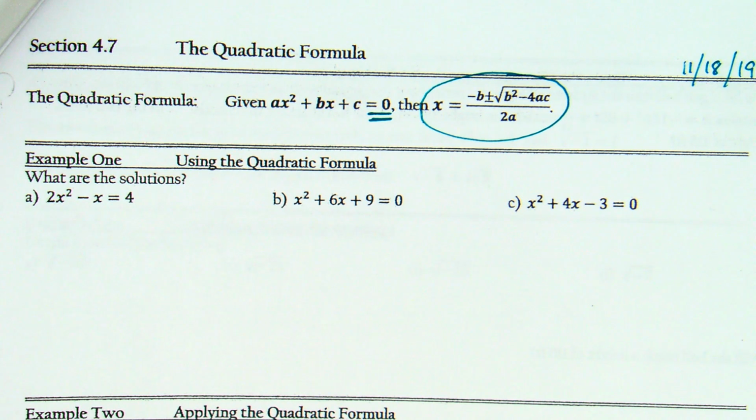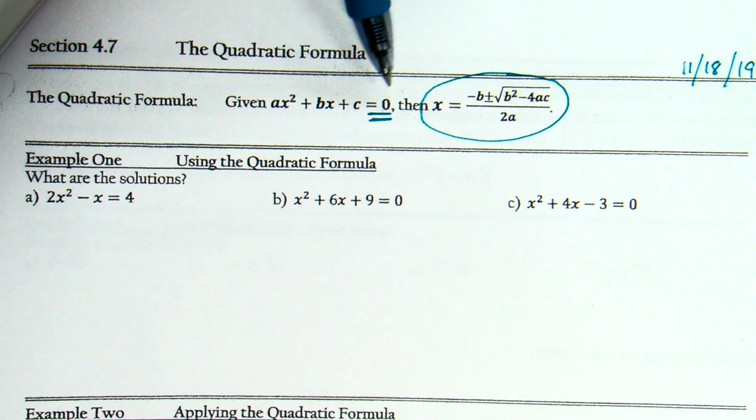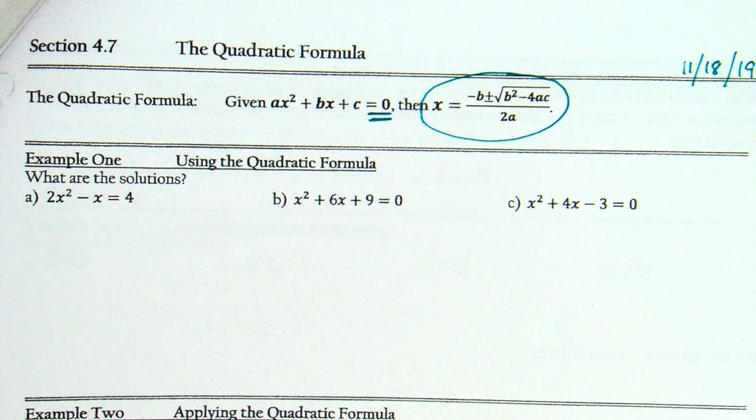Okay, so, a little digression there. So, look at example A. Example 1A. 2x squared minus x equals 4. What are the solutions? What's step 1 have to be here? Get it to equal 0. Okay, notice, we're back to like when we're factoring. It has to equal 0. We're doing completing the square, taking square roots, that's when it's not equal 0. But factoring, quadratic formula, make it equal 0.